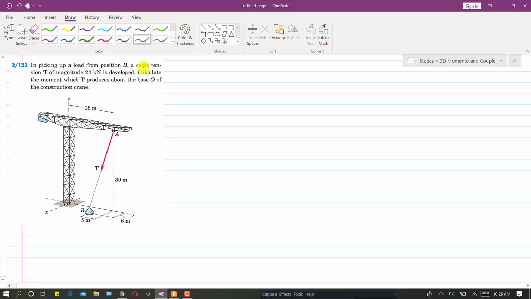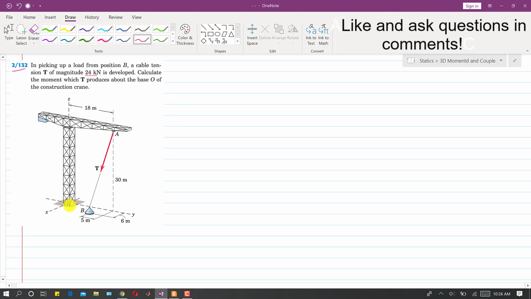Now I am going to solve this problem 132. In this problem it is said that picking up a load from position P, a cable tension T of magnitude 24 kN. So there is a tension in this cable, and the magnitude of that tension is 24 kN. We are asked to calculate the moment which this T produces about the base O of the construction crane. So we are asked to find the moment about this point O due to this tension T in the cable.